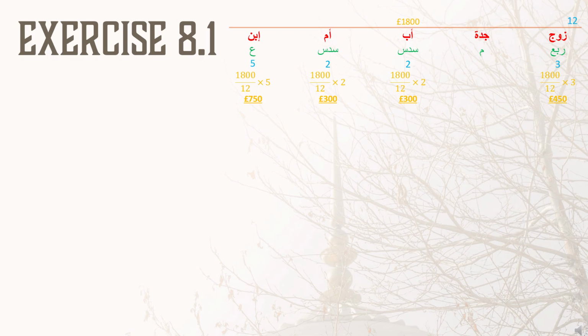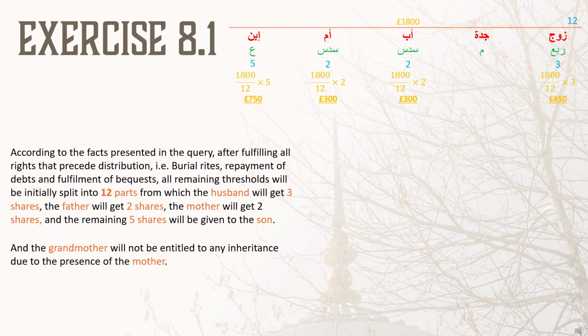So we can also present it in a formal manner. I've kept the answer in the top right, and we can use this text that's provided in the kitab. I'll read it out. According to the facts presented in the query, after fulfilling all rights that precede distribution, i.e. the burial rights, the repayment of debts, and fulfillment of bequests, all remaining assets will be initially split up into 12 parts. So here is where we add the base number, which is 12, from which the husband will get 3 shares. So we just list the people that actually do inherit and how many shares they get. So the husband will get 3 shares, the father will get 2 shares, the mother will get 2 shares, and the remaining 5 shares will be given to the son.